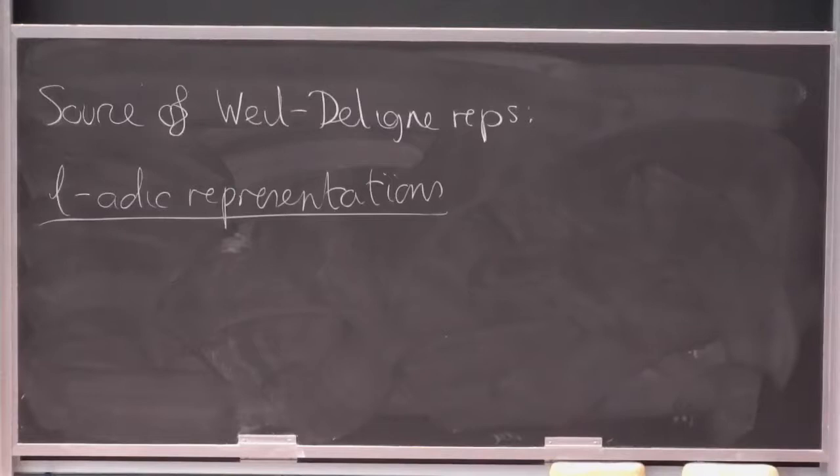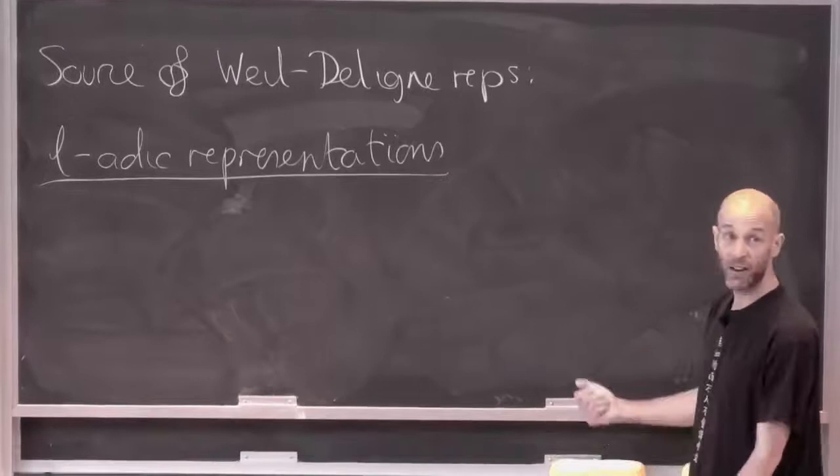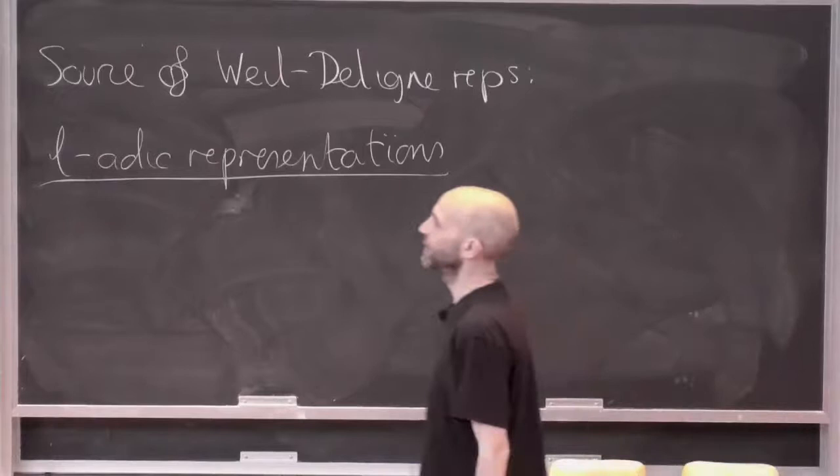We'll be doing a very algebraic thing. We're going to be talking about these pis. So we're going to be doing possibly infinite dimensional representations, but of very concrete groups like GL2 of QP. So if you're slightly scared of these abstract Galois groups, this is the last you'll be seeing of them for a while. Source of Weil-Deligne representations: L-adic representations.